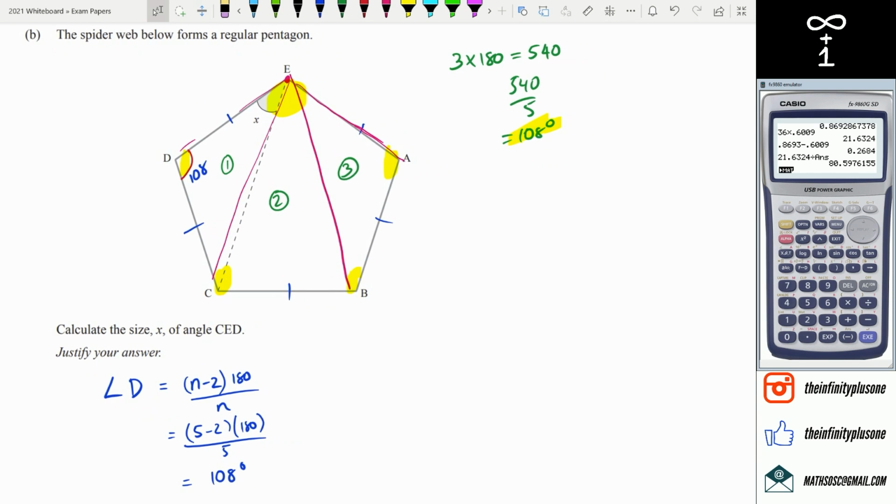Now if that's 108 degrees, then we can say X is equal to 180 take away 108, divided by 2. And why is that? Because of the sum of angles in a triangle, which is equal to 180 degrees. So doing that gets you 36 degrees. Grades wise, we're looking at an Achieved for this, and again, you've got to show some sort of working. Cool, let's go to question C.